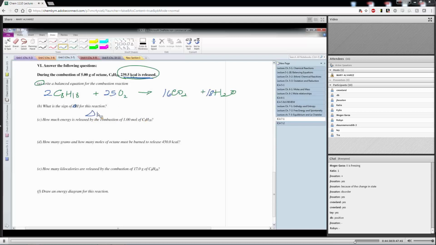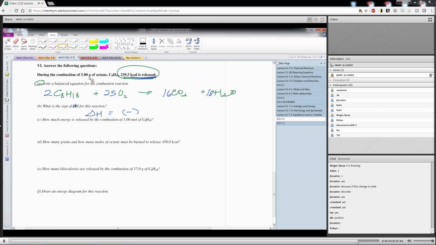Delta H is negative because negative is releasing heat. So since it was released, then we know it's negative. Or because essentially in the process, your surroundings are getting hotter because they're absorbing all the heat that was released. That's a clue too. Okay, the rest of this is dimensional analysis.